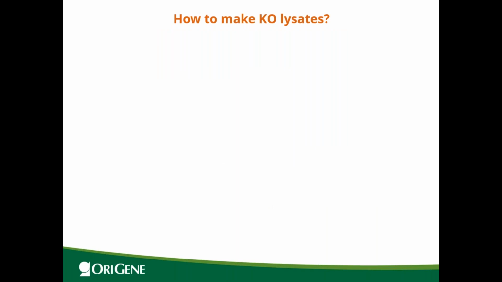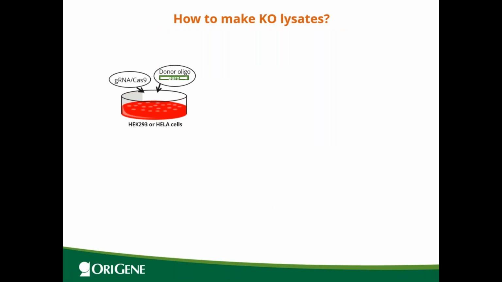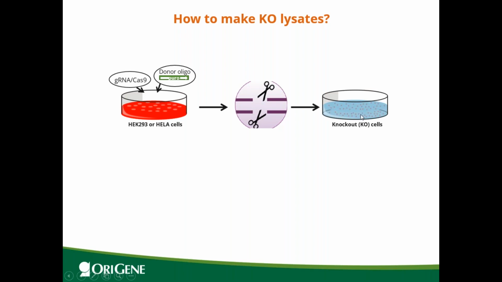In the next slide, I'm going to talk about how we make knockout cell lysate at OriGene. So we start from the wild-type HEK293 or HeLa cells. Using CRISPR technology, we can modify the genomic sequence around the target gene and disrupt the expression of this target gene from both alleles and make a double knockout cell. And using the double knockout cell and its parental wild-type cell, we can make a pair of cell lysates for the future test.